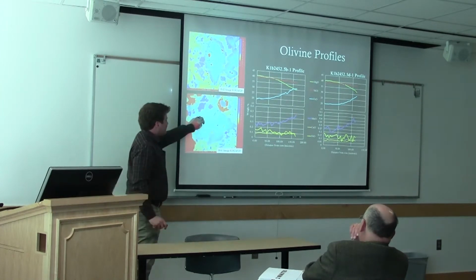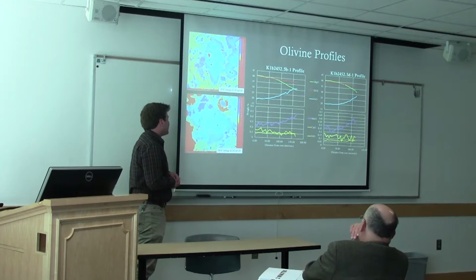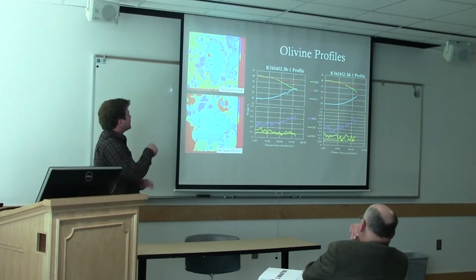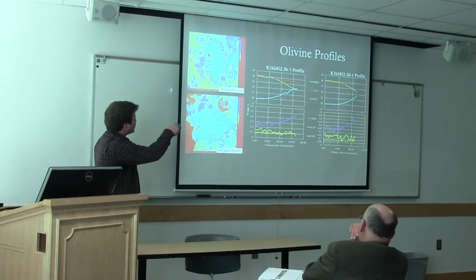And here's an example where you can see the zonation quite nicely. The larger crystals seem to have more sharp zonation, and then the smaller crystals, it's more diffuse, so it's a lot more gradual.